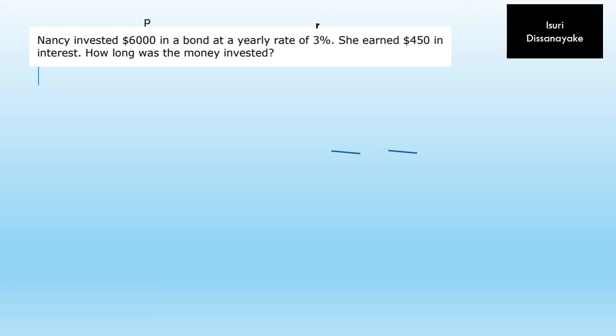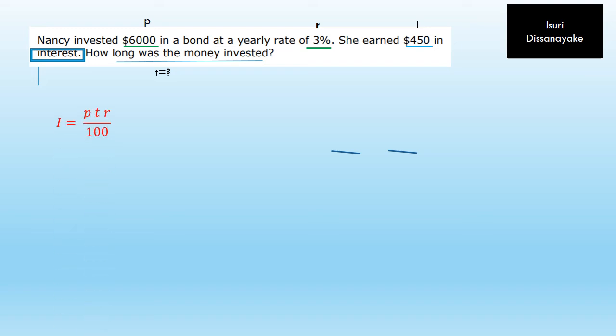P, the principal amount, according to the sum, is 6,000. This is the amount she invested. The interest rate R is 3%. And she had earned 450 in interest. So only the interest she has earned is 450, and you want to know how long the money was invested. So this 450 is equal to I, and they are asking for the time which the money is invested.